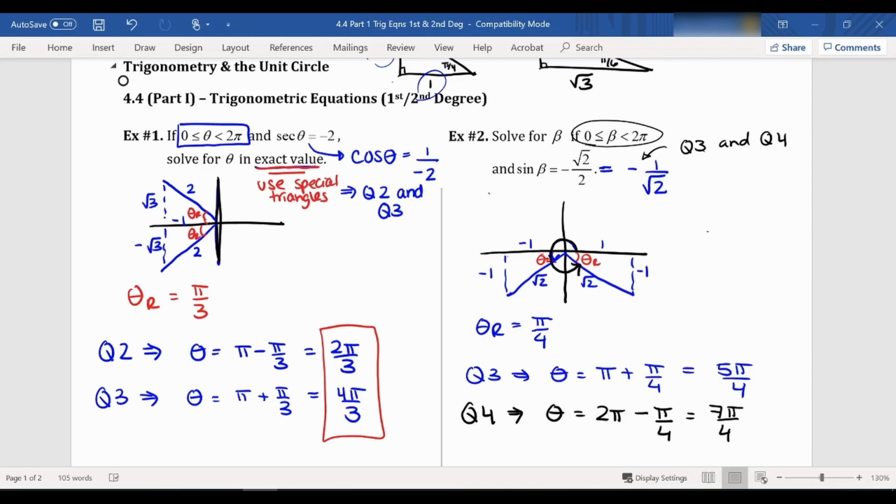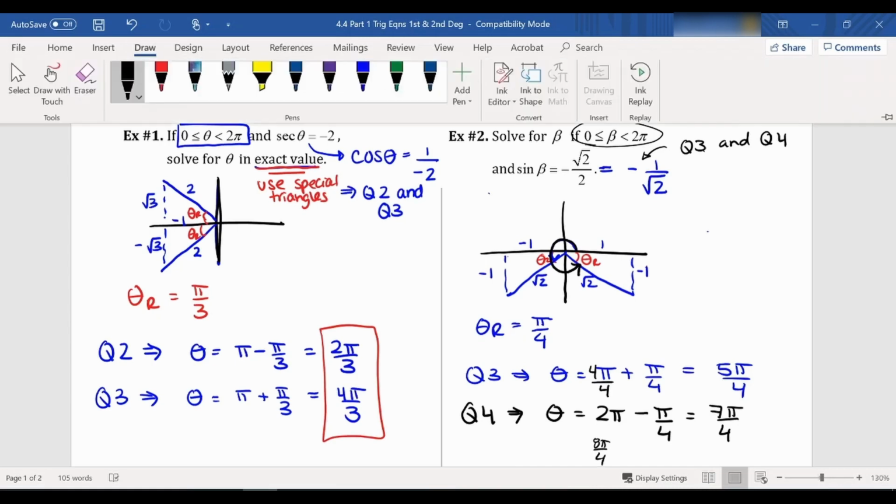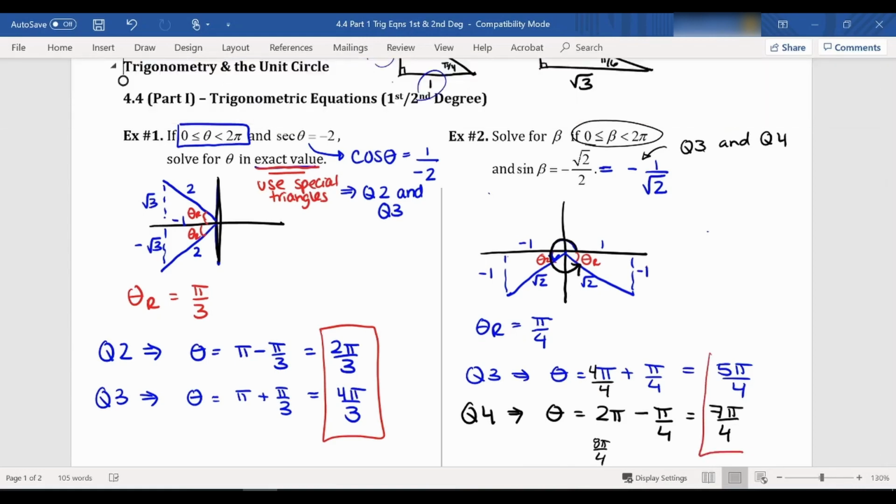If you're not that comfortable with adding or subtracting from pi, just a reminder that if you make common denominators, this would be a lot easier. For example, pi is the same as 4 pi over 4, and 2 pi is the same as 8 pi over 4. And that might help you with the adding or subtracting of things like pi over 3, pi over 4, and pi over 6.